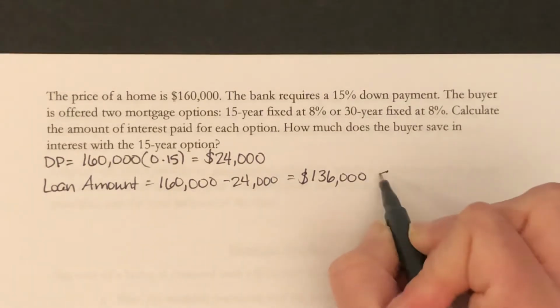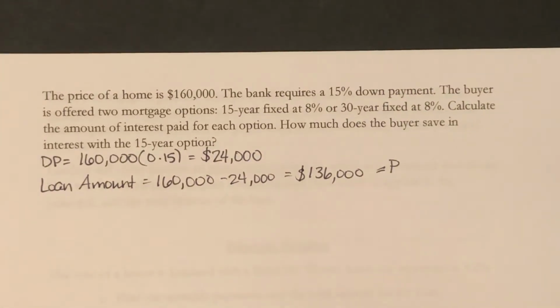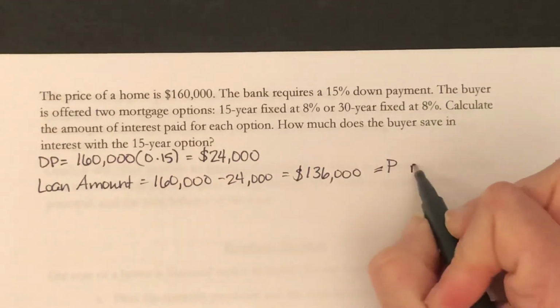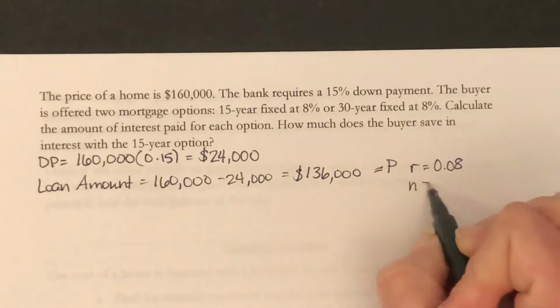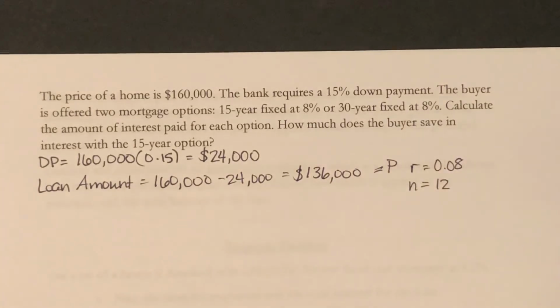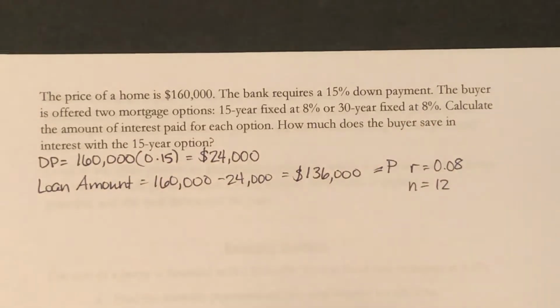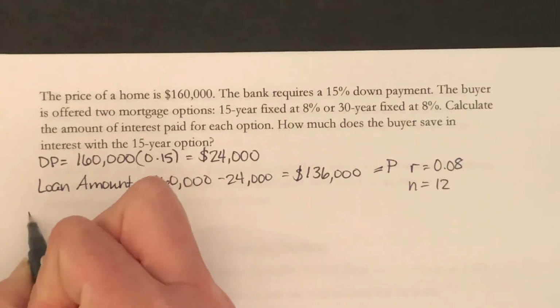That's going to be the P for both of our computations, okay? So in all of the computations as well, our R is 8%. And of course, N is 12. The only thing that's really going to change in our calculations is T. It's either 15 or 30. Okay, let's do the 15-year first.